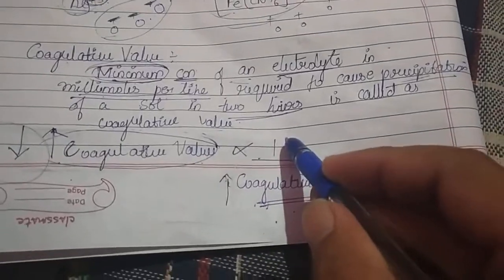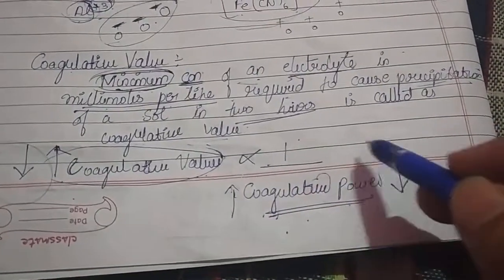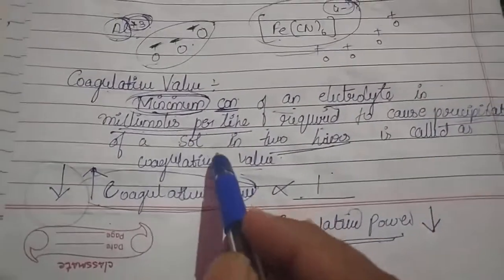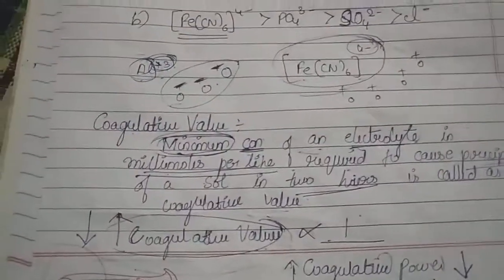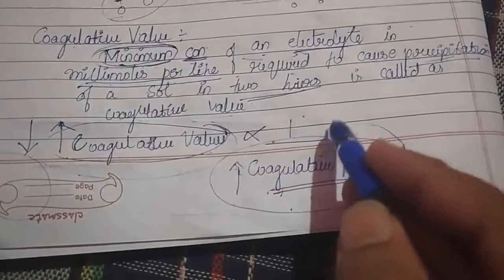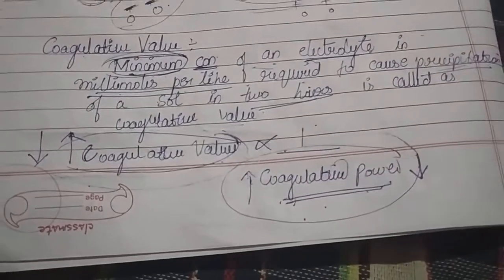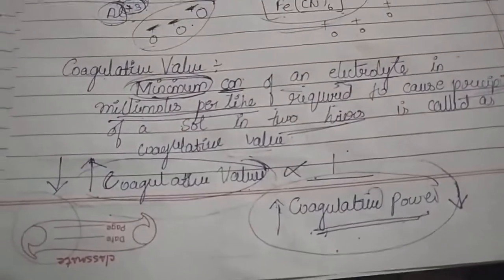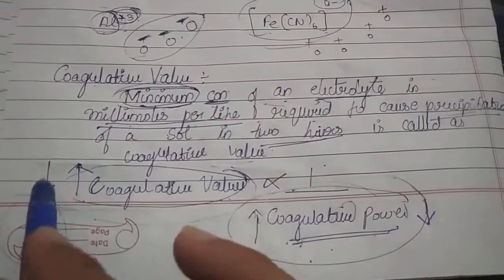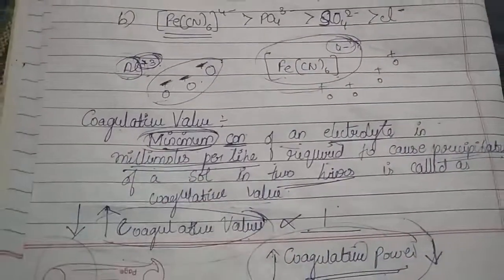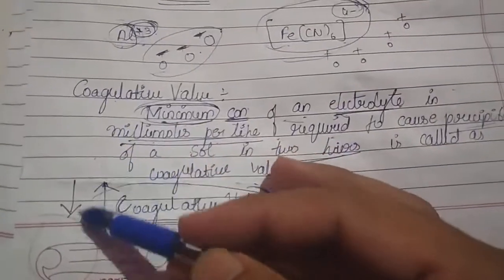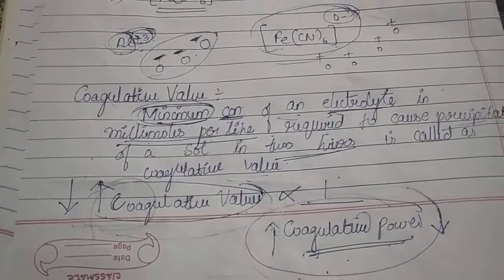The higher the coagulative power, that is, the power of the flocculating ion to cause precipitation, the lower its value will be, very least. Once again I am repeating, coagulative power means the power of your flocculating ion to cause the precipitation. So the greater the power of the flocculating ion, what will be its coagulative value? Very least. Able to understand? So the higher the coagulative power, the lower will be your coagulative value.